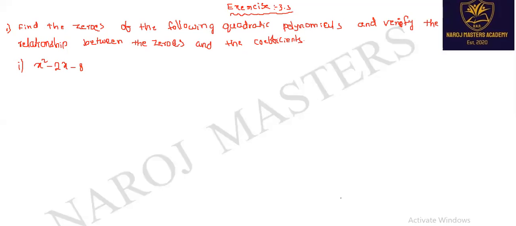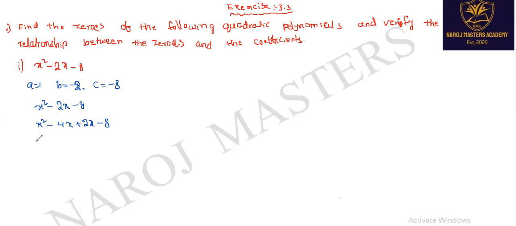Now first write the coefficients of the given polynomial here. The value of a is 1, b is equal to minus 2, and c is equal to minus 8. Okay. Now after that, write the factorization of this one, x square minus 2x minus 8. So now write like this: x square minus 4x plus 2x minus 8.